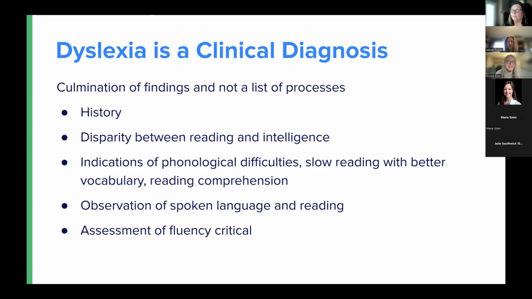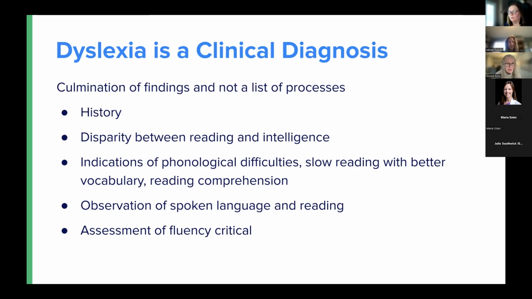It's a culmination of findings, and it's not a list of processes. What are some of those findings? A history. Like I explained my history, I definitely fit right into the red flag category in saying that someone in my life struggles with reading. They're an adult, otherwise seem very bright, able to be successful in other areas. Reading is still very, very difficult. That's a red flag. There's a disparity between reading and intelligence. Again, that otherwise bright individual struggles with reading, seems to have received adequate instruction like a lot of students around them, and is still struggling. There's an indication of phonological difficulties, and we'll talk a little bit more about what that looks like.